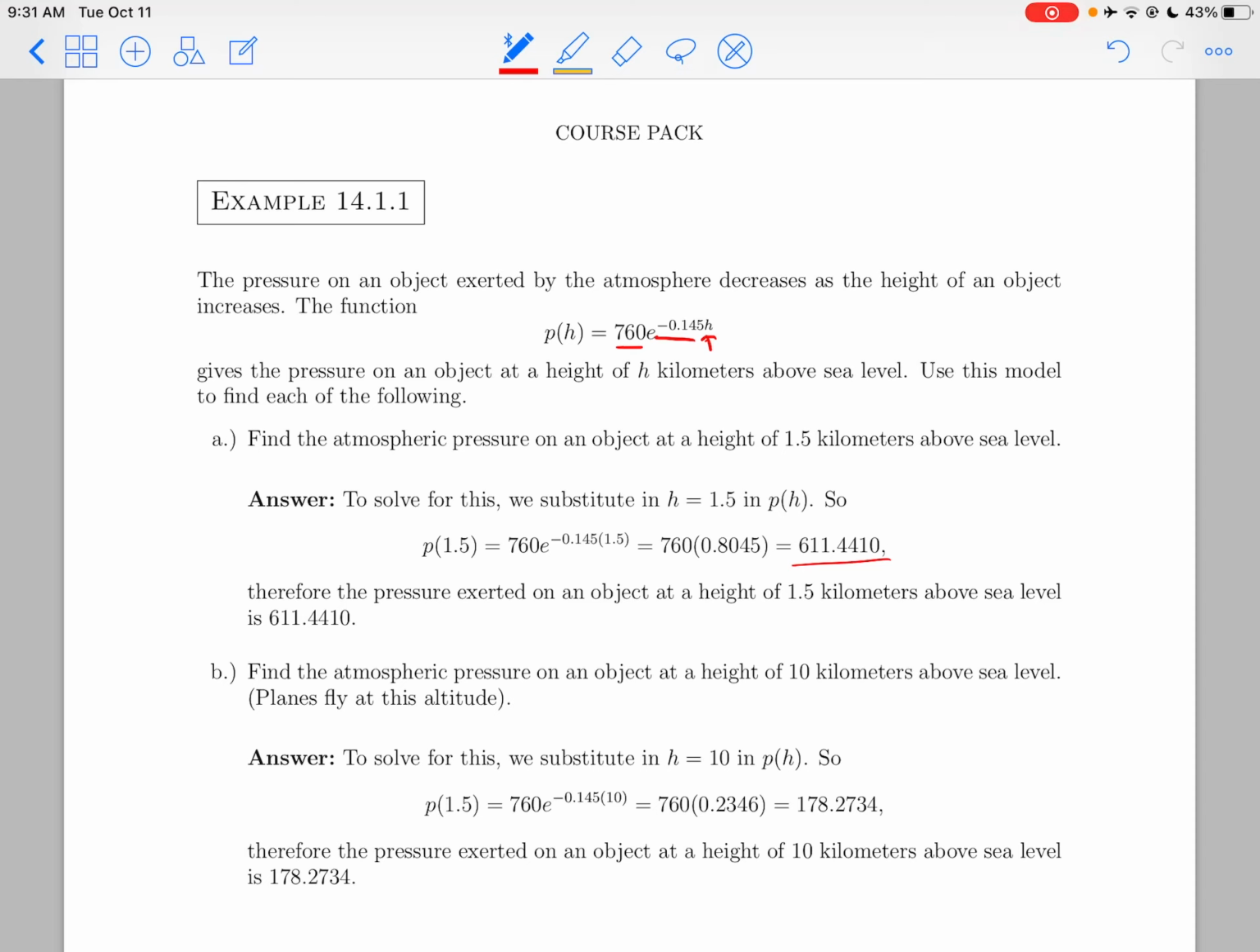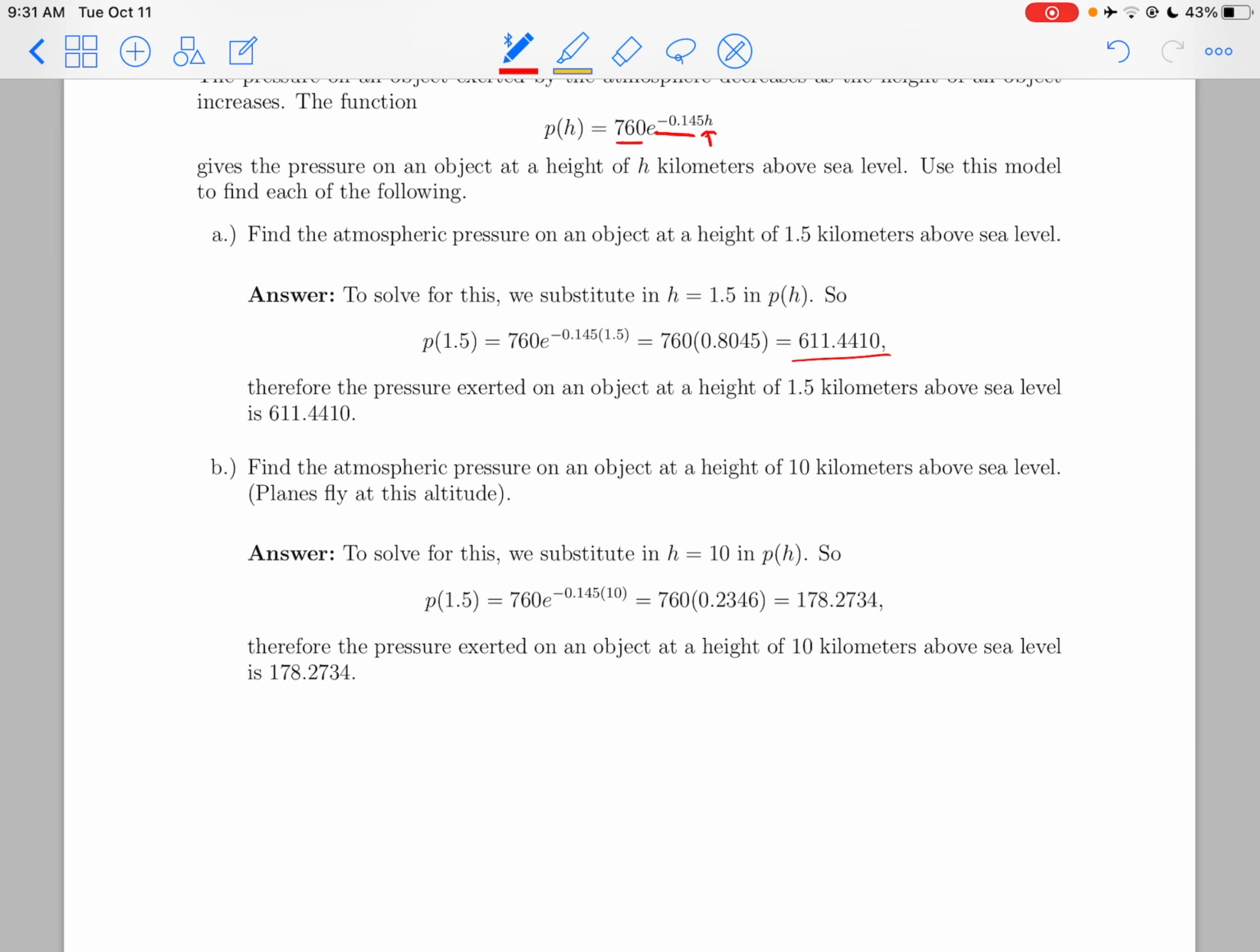And we have seen that when I go up 1.5 kilometers, my atmospheric pressure has dropped. Again, showing a decay function, because I started at 760 and now that I've gone up 1.5 kilometers, my pressure has dropped to 611. Okay.